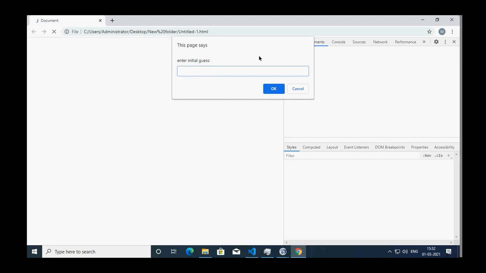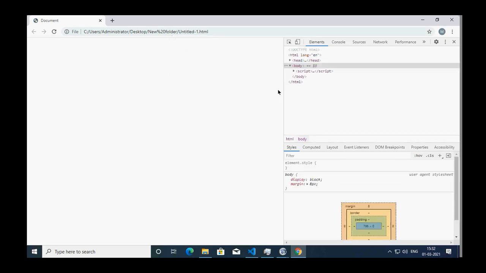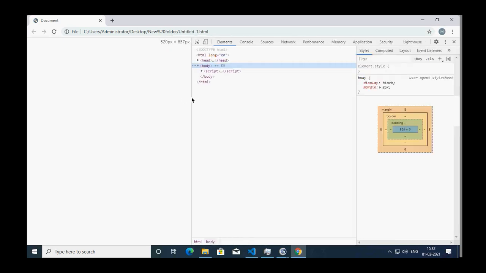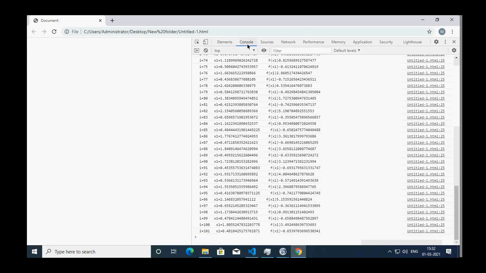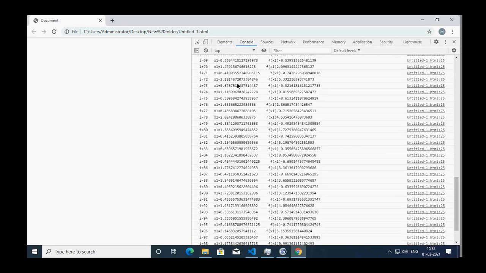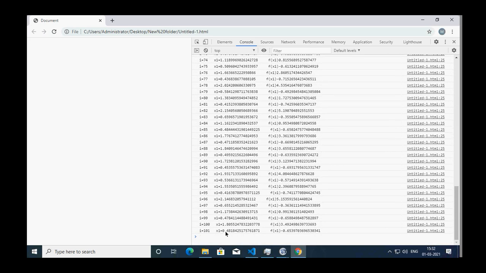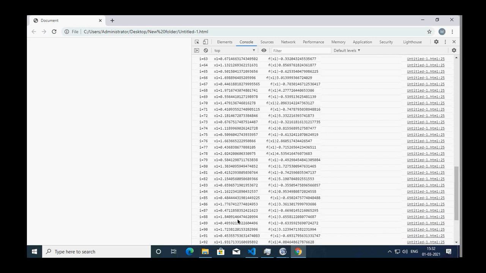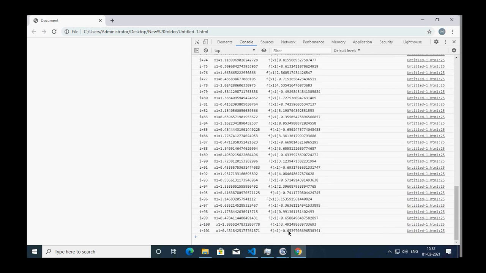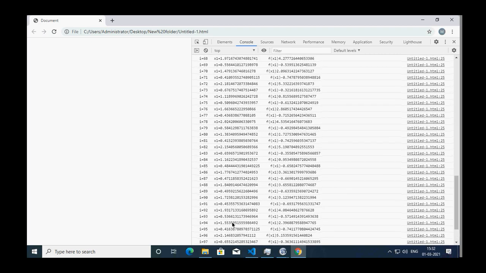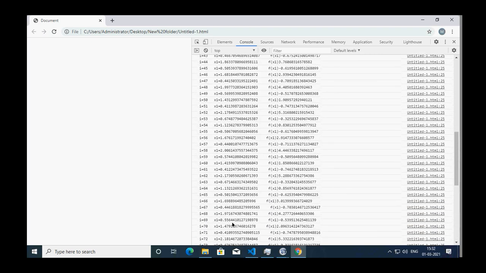Okay. So I put initial guess 0.5 and click OK. Okay, so here is the console. So I can check the console. So see how many iterations I have performed. 101. And with 0.5 I did not converge. But see, it was moving away. Okay, I did not converge at all with 0.5.